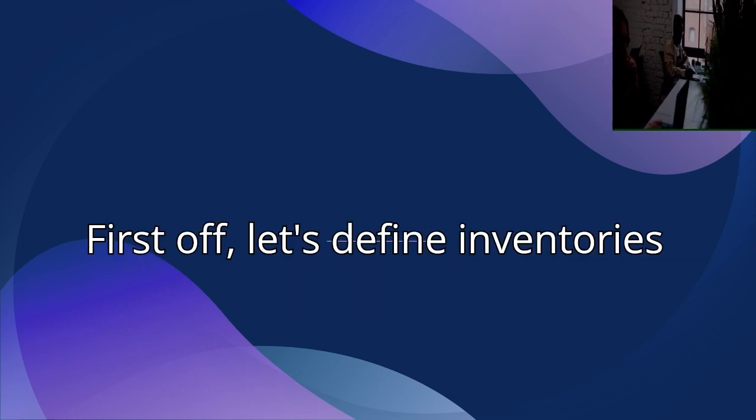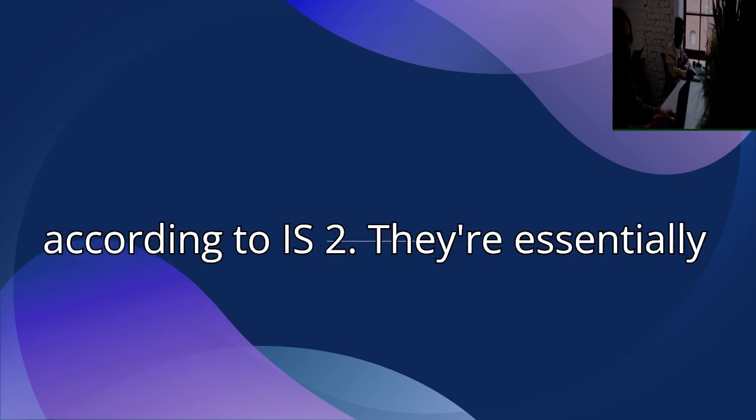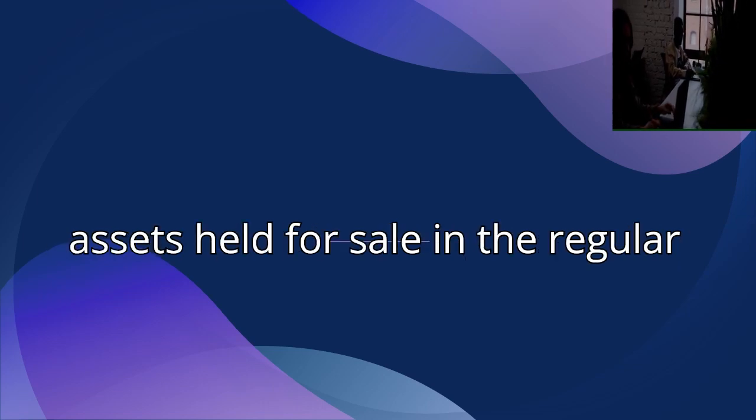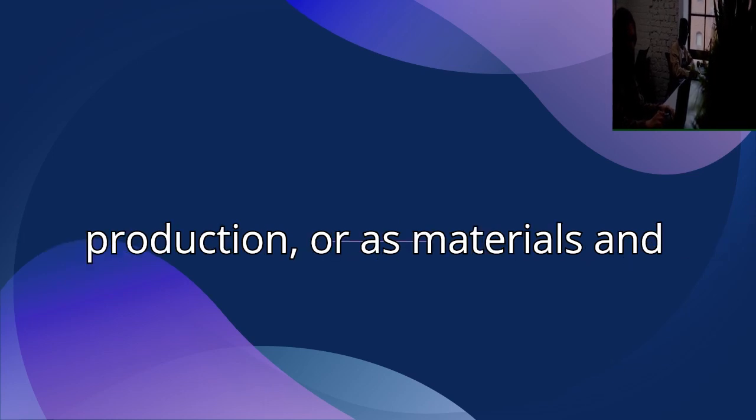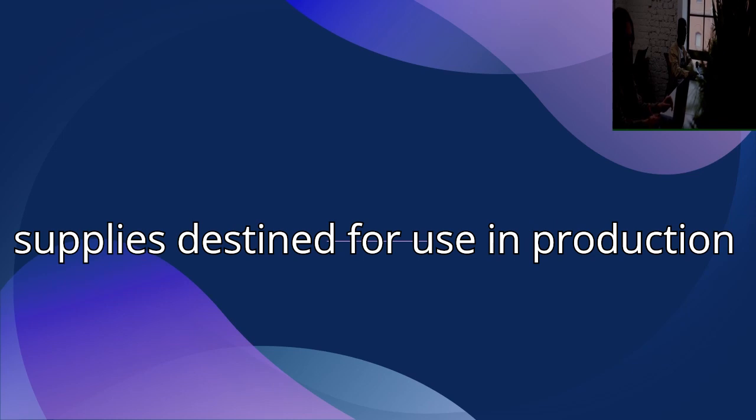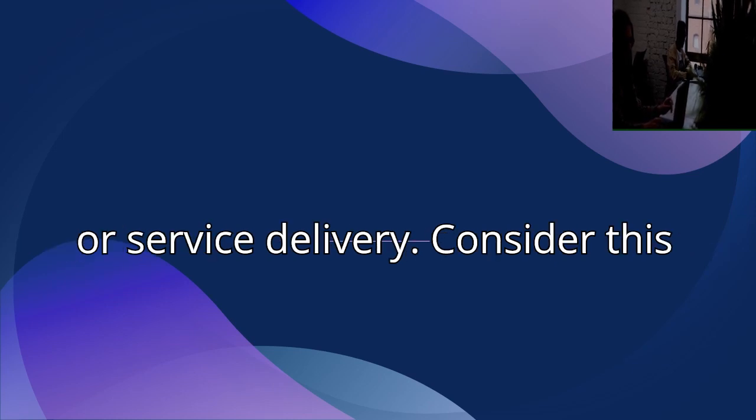So, let's explore these concepts together and illustrate them with real-world scenarios. Definition and scope. First off, let's define inventories according to IAS-2. They're essentially assets held for sale in the regular course of business, in various stages of production, or as materials and supplies destined for use in production or service delivery.